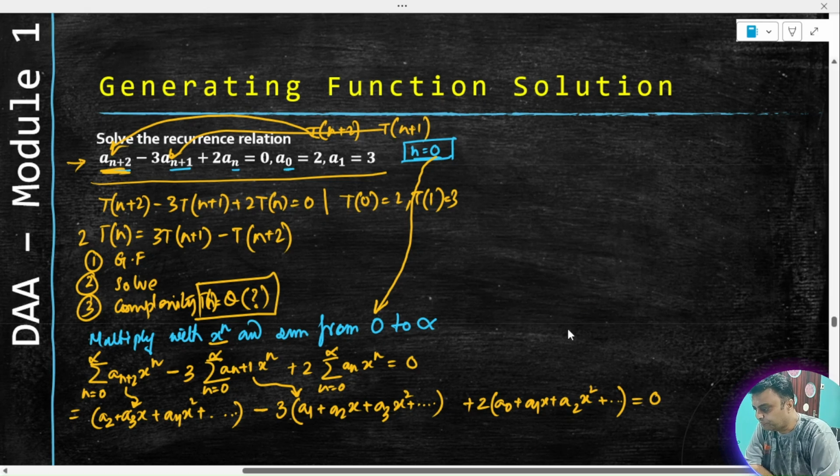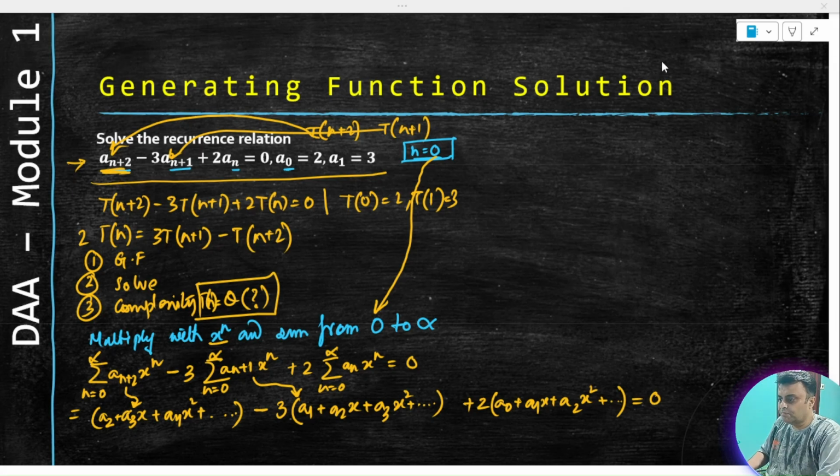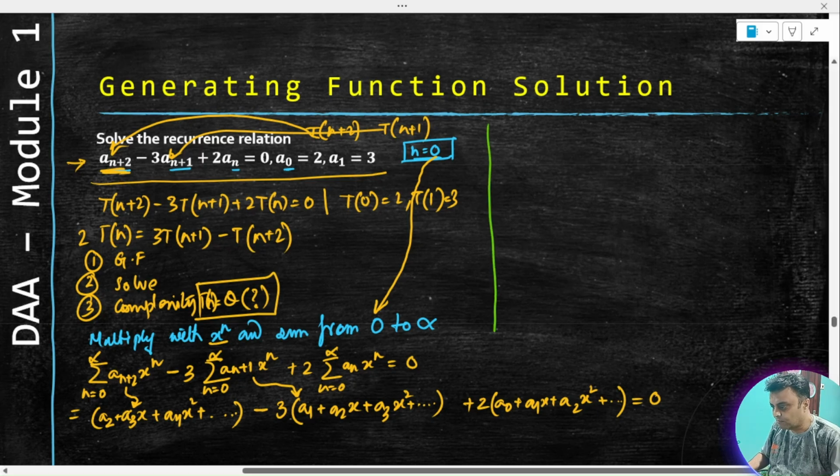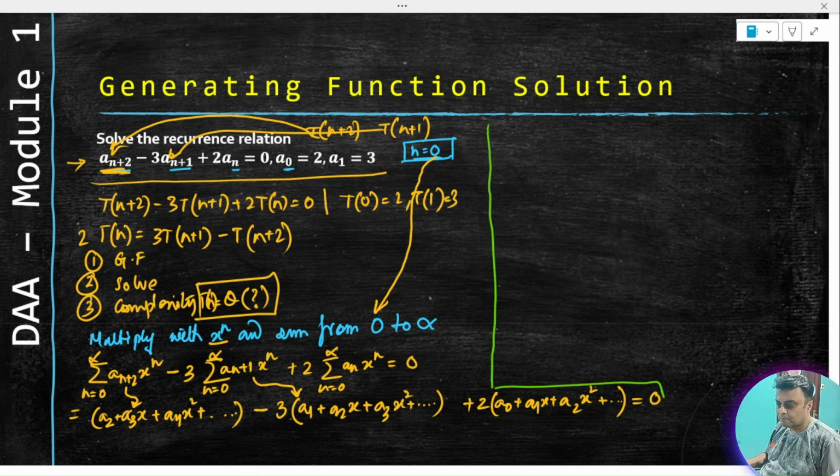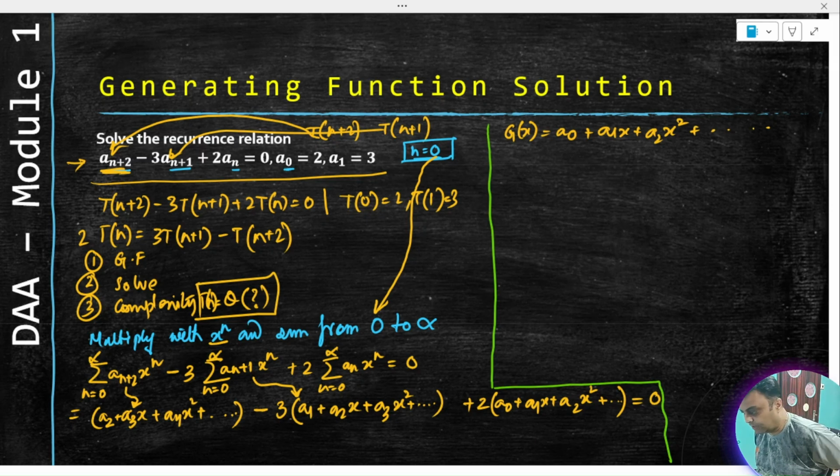So now, let me put the general equation. Let me go to this side. Right, so I'm going to this side now. Okay, so from here, if I write my general equation, g(x) is equal to a0 plus a1x plus a2x square plus dot dot dot. This you know. This is the generating function. What am I going to do?